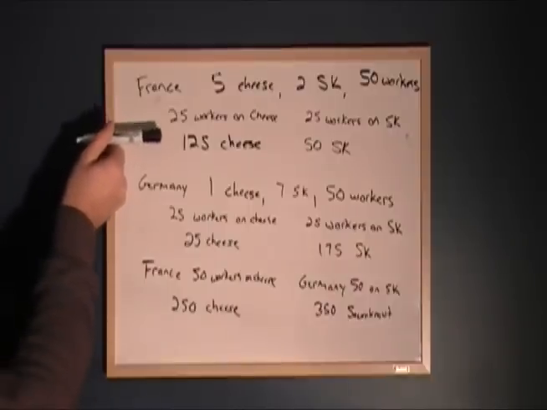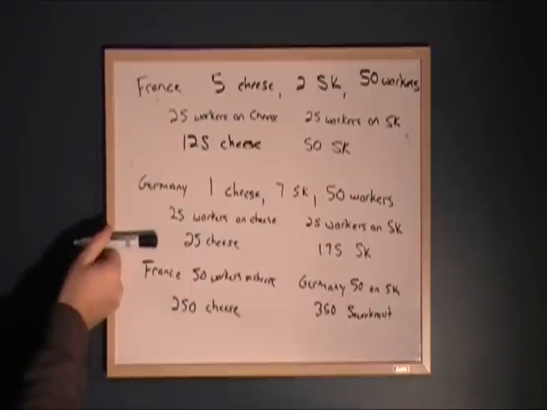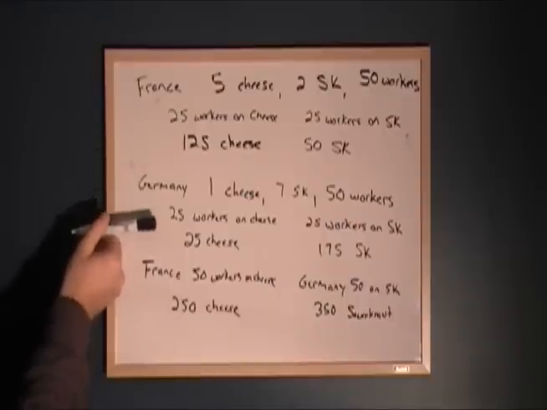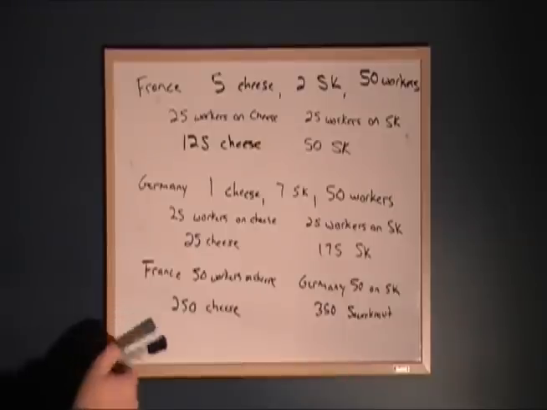In France, they produced 125 wheels of cheese. In Germany, 25 wheels of cheese. For a total in the world of 150 wheels of cheese. If France specializes, do we have more cheese in the world? Yes, 250 is greater than 150.